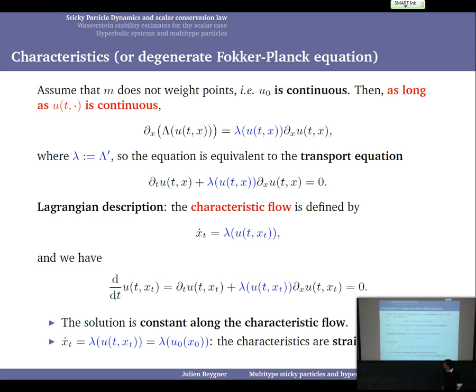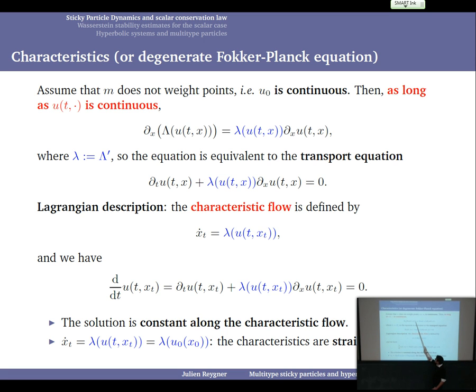It is a classical method in the study of first order PDEs, that they can be solved through the method of characteristics. So here, to apply this method, I have to assume that the initial measure M does not weight points, which amounts to assuming that the initial condition U naught is continuous. And then, as long as the solution UT is continuous on the real line, I can use the classical chain rule formula for the derivation.